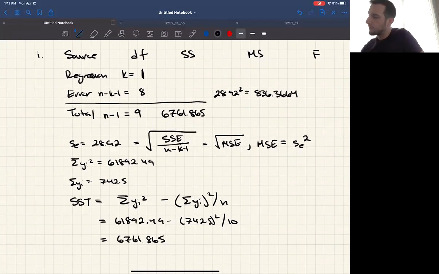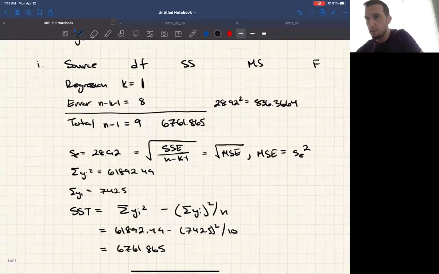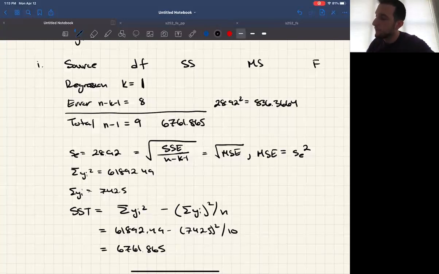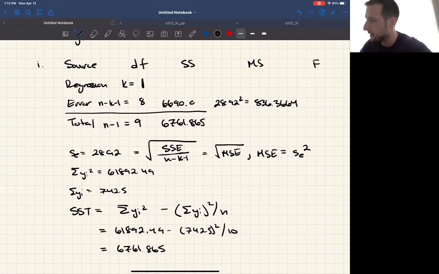Okay, so from this point, all we have to do now is make use of the properties of the ANOVA table. First of all, every mean square value is a sum of squares over its degree of freedom, right? So the MSE is equal to SSE divided by 8 for this particular problem. So to find the SSE, we can just take 8 and multiply it by 836.3664. And that gives us 6,690.931.